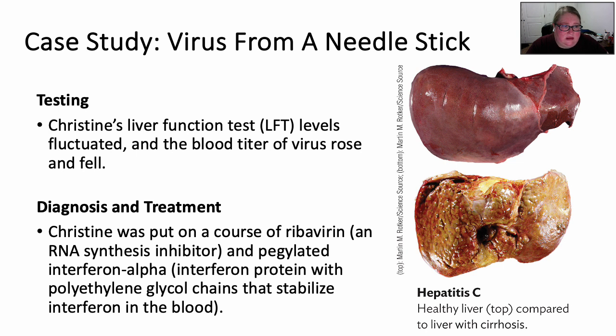One of the things that Christine's doctors order first is a blood sample. We call these blood titers when we're looking at virus levels. Her blood titer comes back showing she has the viral particles for hepatitis C in her blood, but they're fluctuating, going up and down. They're also going to test how well Christine's liver is functioning because hepatitis C is known to affect the liver. Her liver function test also has levels that fluctuate.